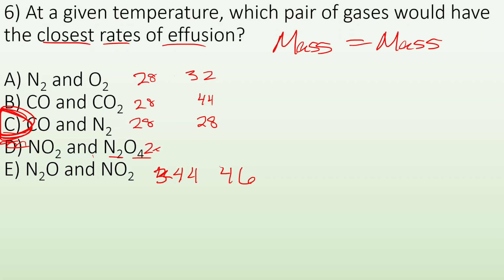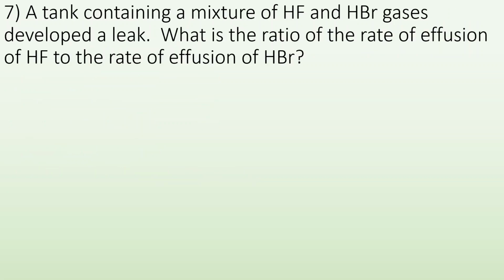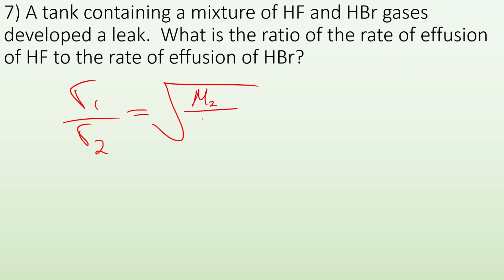And then, number 7, a tank containing a mixture of HF and HBr gases developed a leak. Oh no. What is the ratio of the rate of effusion of HF to the rate of effusion of HBr? So Graham's law is what we want. The rate of 1 divided by the rate of 2 is going to equal the square root of the molar mass of the second one divided by the molar mass of the first one. So you just got to pick which one you want to be what.